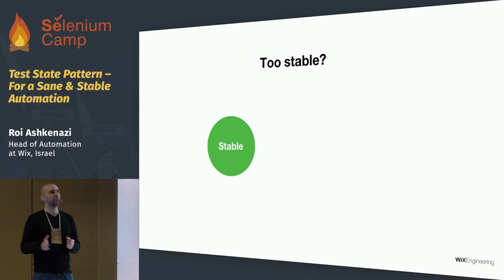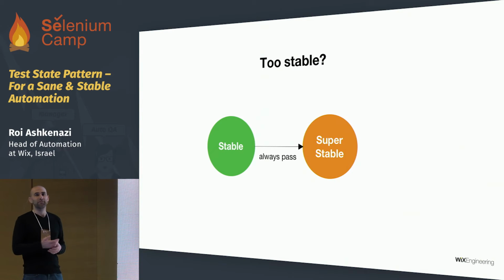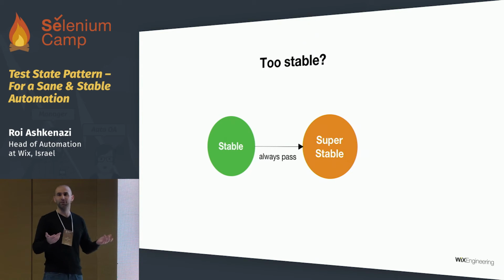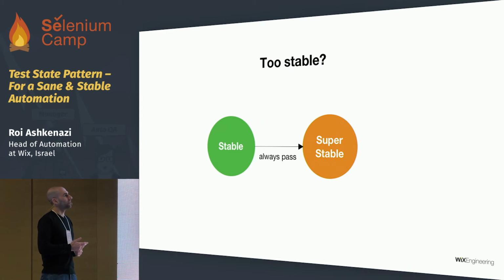We can understand according to the results. If a test is too stable, we can add another state which is super stable. I don't know, we can call it how we want. We can invent a lot of other states. But this is just a suggestion, of course.